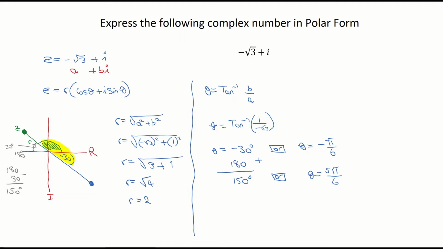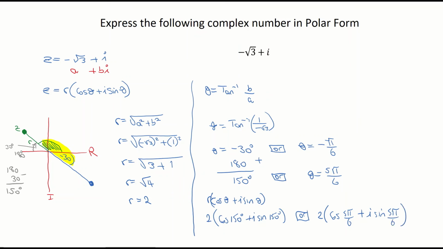So now I'm coming down to my final answer. My complex number z is equal to r times cos theta plus i sine theta, giving me r, which is my modulus, which is 2, times cos of theta, which is 150 degrees, plus i sine 150 degrees. Or if we are working in radians, it will be 2 times cos of 5 pi over 6 plus i sine 5 pi over 6. So just make sure your calculator is in degrees or radians, depending on what way the question is asking you at home.